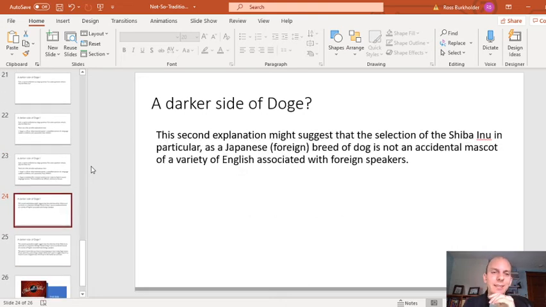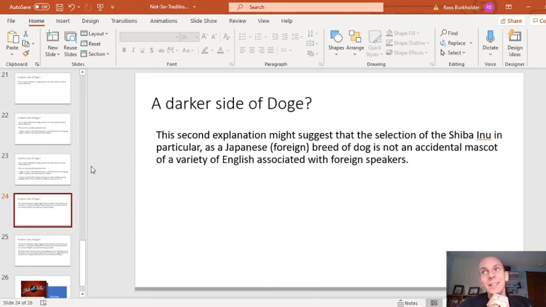And this gets us into possible hot water, tricky territory, because it provides a possible explanation for why a Shiba Inu. There's a correlation supposed here, hypothesized, between foreign or second language learner speakers of English and the way that they use language and a foreign dog.